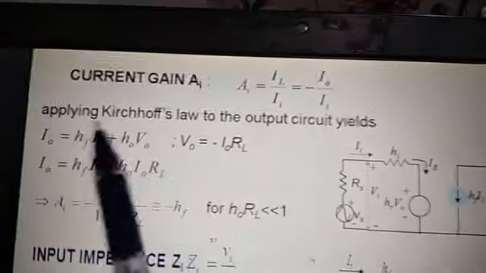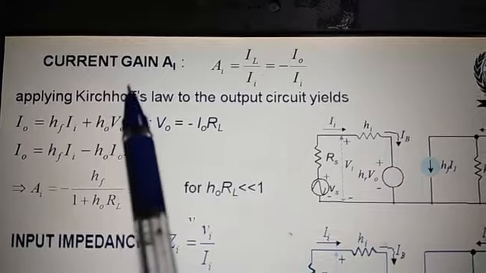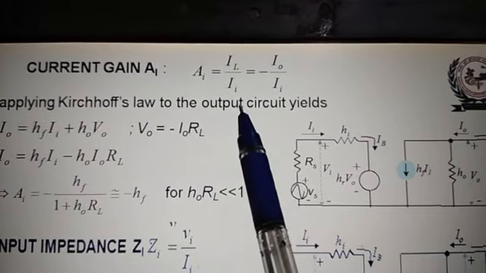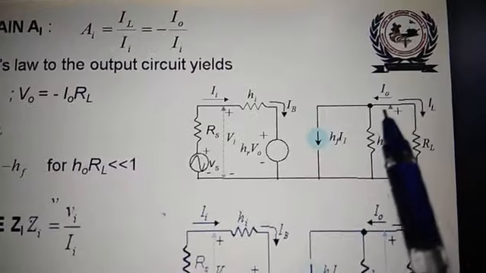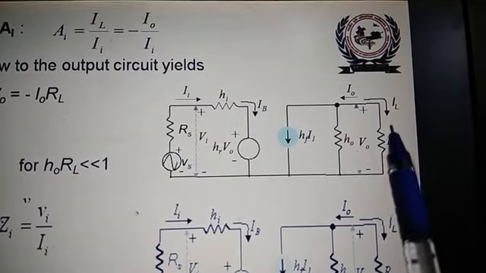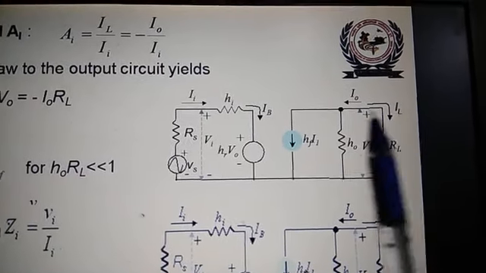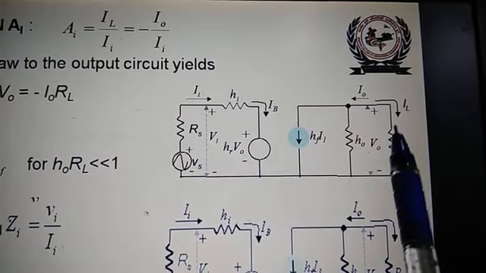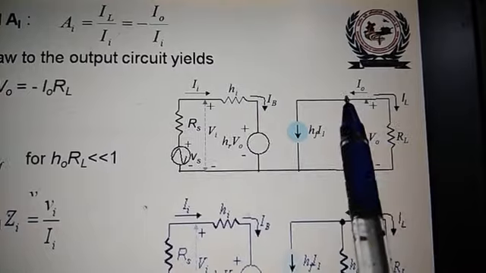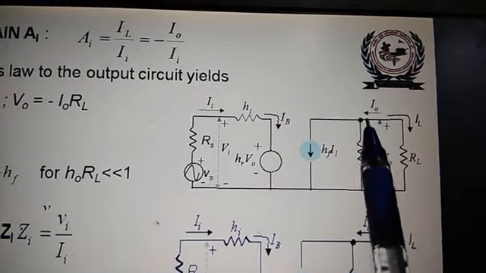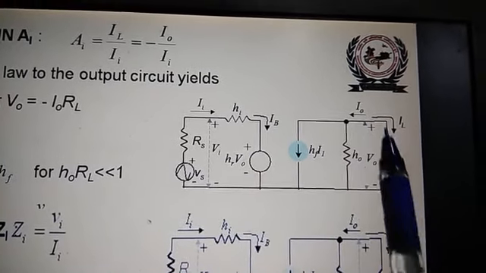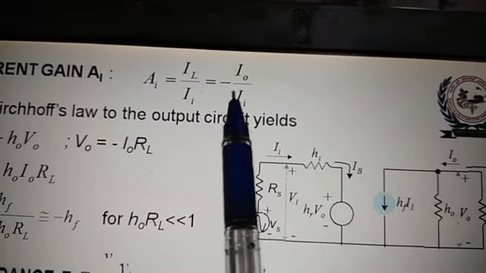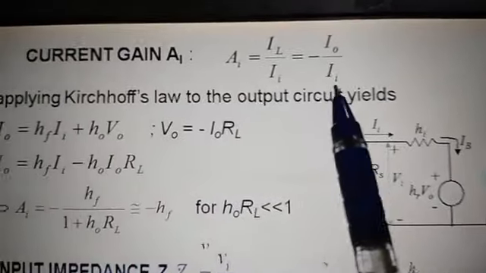Now from this we can determine first factor, that is current gain AI. AI is IL upon I1, that is this output current, load current upon this input current I1. But load current IL is also equal to minus Io, because this is in opposite direction. So you can write here IL upon I1 is equal to minus Io upon I1.